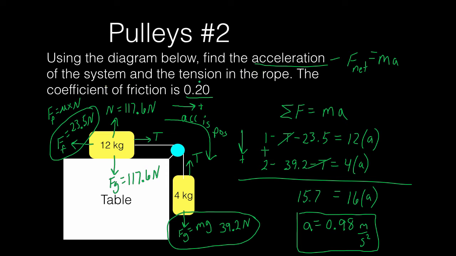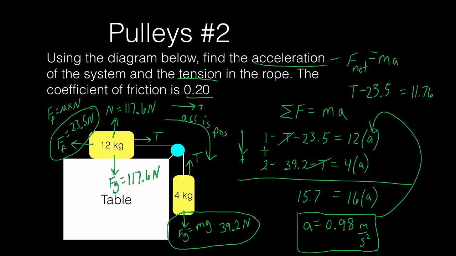But it also asked us what's the tension in the rope. To find tension, again, like we did in the previous pulley problems, we just take this acceleration value that we found and we can plug it back into either one of our equations here. I always choose the one where tension is positive. It makes it a little bit easier. So what we'll do is we'll take 12 times 0.98. So 12 times 0.98, and that is equal to 11.76.